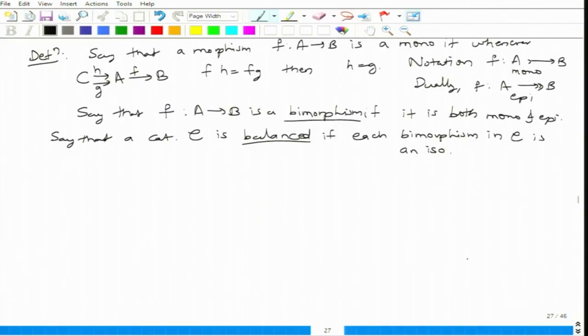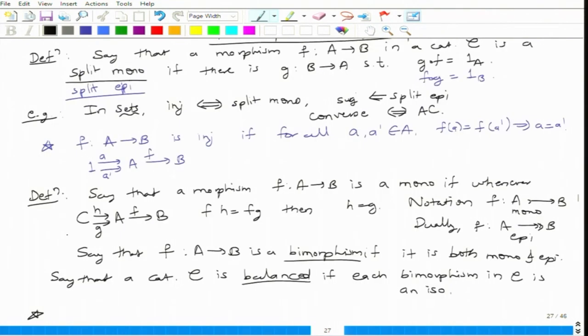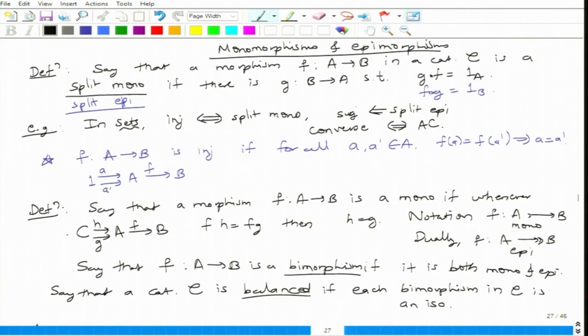So now we are ready to look at some examples. Even before examples, what is the connection between monos and split monos? Let me show you the definitions again. Are all monos split monos, or are split monos monos? Split mono implies mono. Why? Because if you have FH equal to FG, then you post-compose with the left inverse, the one-sided inverse for F. And then you will get H is equal to G.